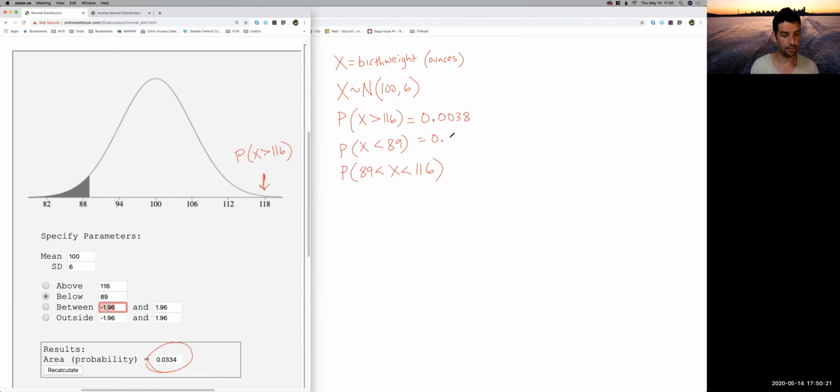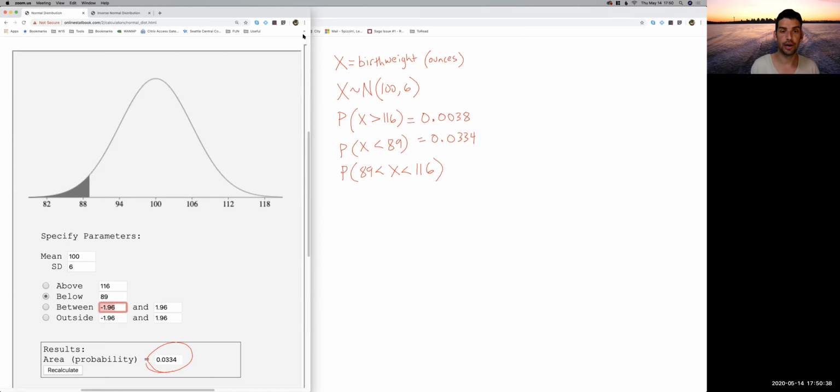Let's put that in here, 0.0334, right? A slightly bigger probability, almost 10 times bigger, and we can see that in the picture. This is a much bigger shaded area. All right, and then we can do one more.